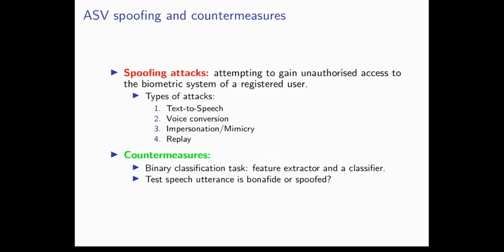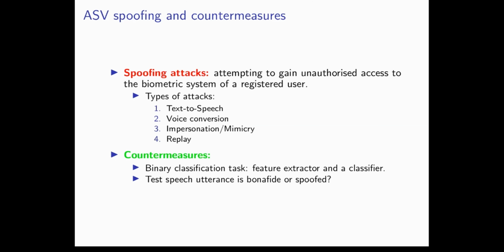Spoofing attacks aim at gaining unauthorized access to the voice biometric system of a registered user. By voice biometric, I mean the speaker verification system here. These attacks can be implemented in four different ways: using synthetic speech generated through text-to-speech technology, voice conversion, mimicry or impersonation, and replay attack. Replay attack is implemented by simply presenting pre-recorded speech of a registered user to the system.